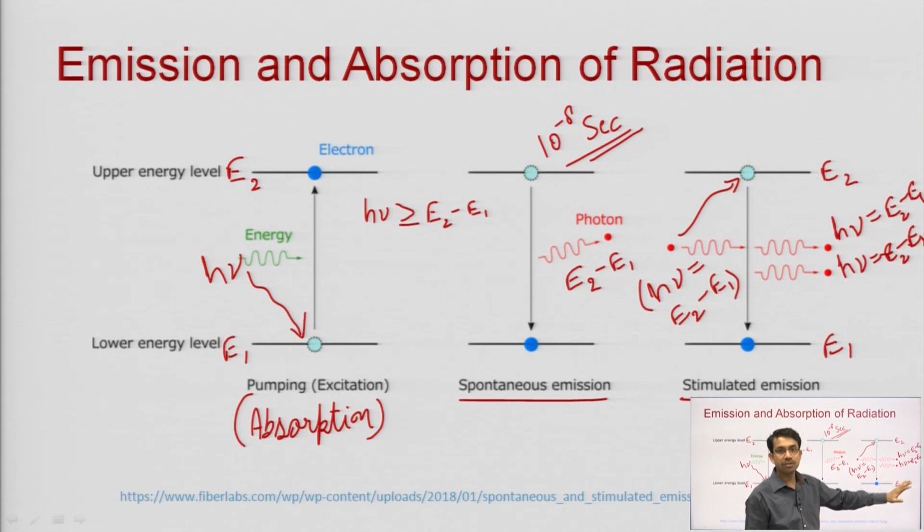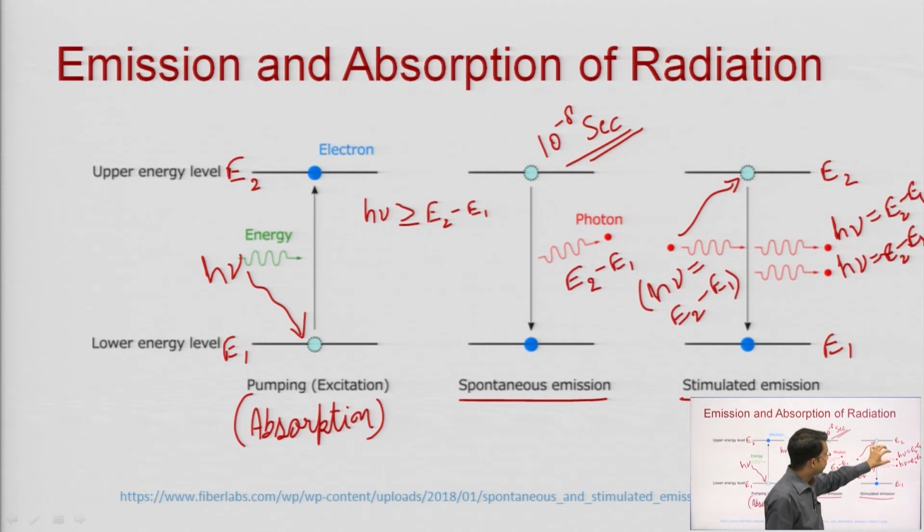These 2 photons are highly coherent, they have the same wavelength, they have the same frequency. Why? Because the energy is the same, h nu. Okay. So, they have exactly the same frequency, they have exactly the same wavelength, they are monochromatic and they are highly coherent.